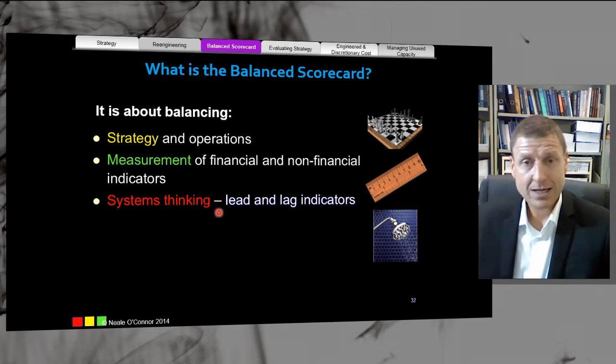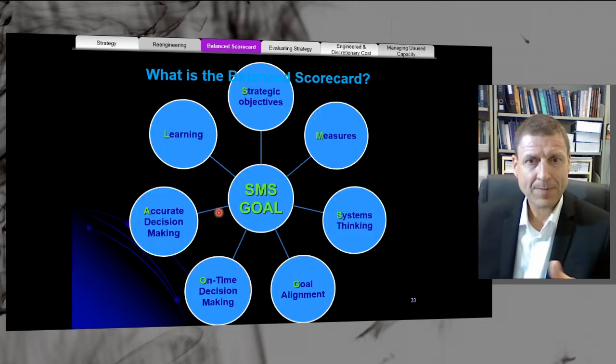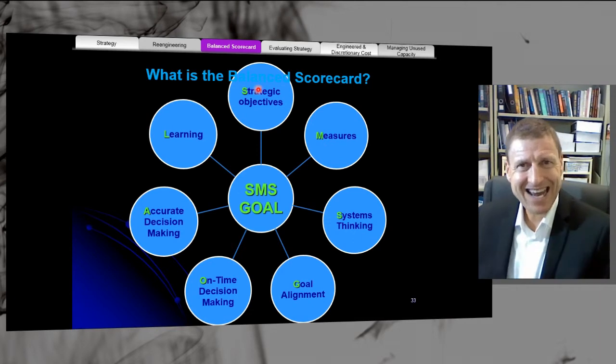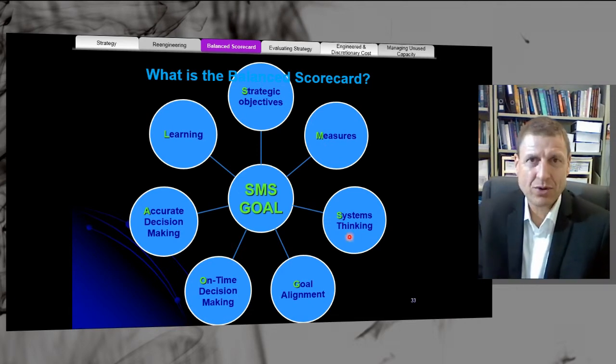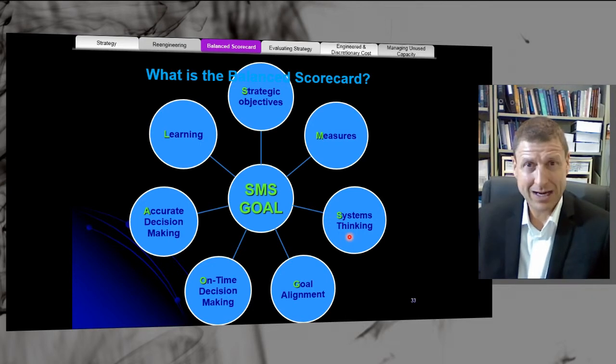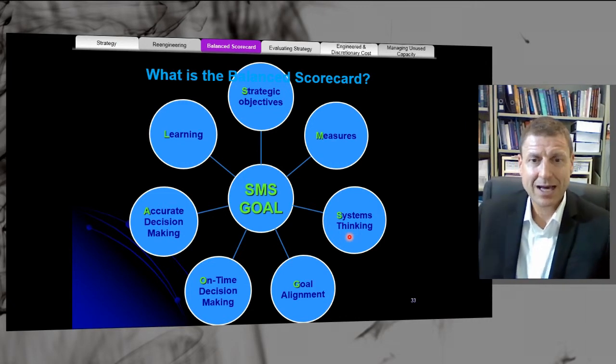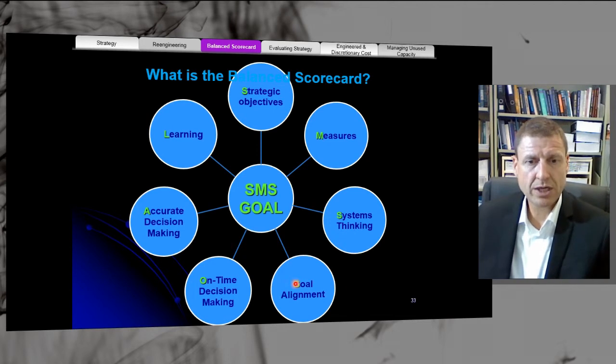Really? Yeah. So let's have a look at how O'Connor puts it down. And this is what I teach you. Strategic objectives, measures, and systems thinking. That is SMS. Now you know that you're doing WhatsApp now, or Weibo and WeChat, and you're not using SMS directly, not as much as we used to 5 or 10 years ago. But that's a great way to remember. Strategy, measurement and systems thinking. That's all it is. And so what about goal? G-O-A-L.